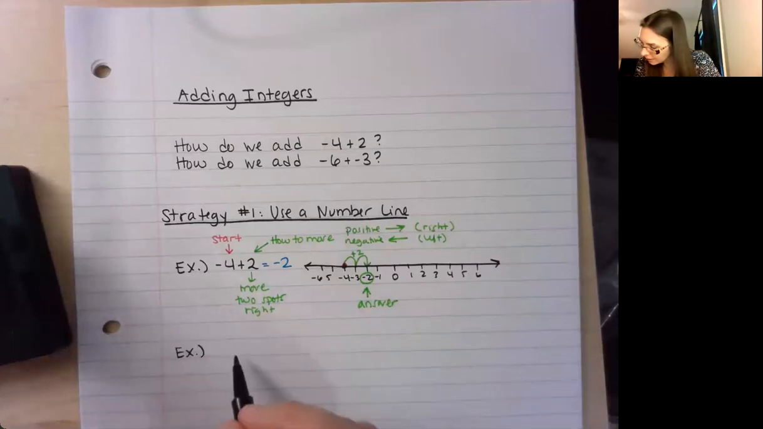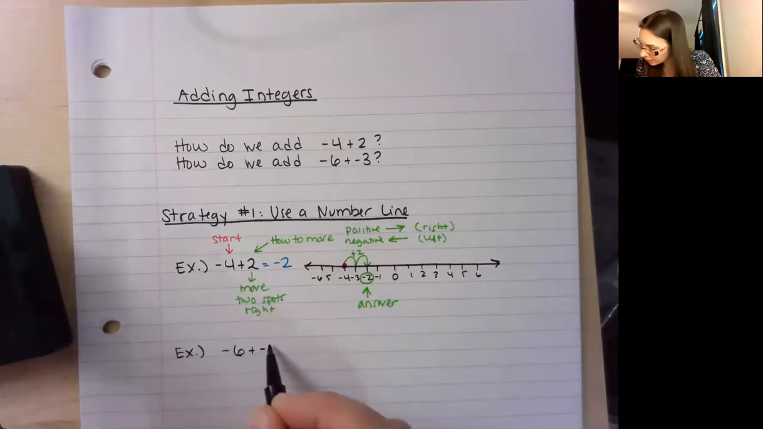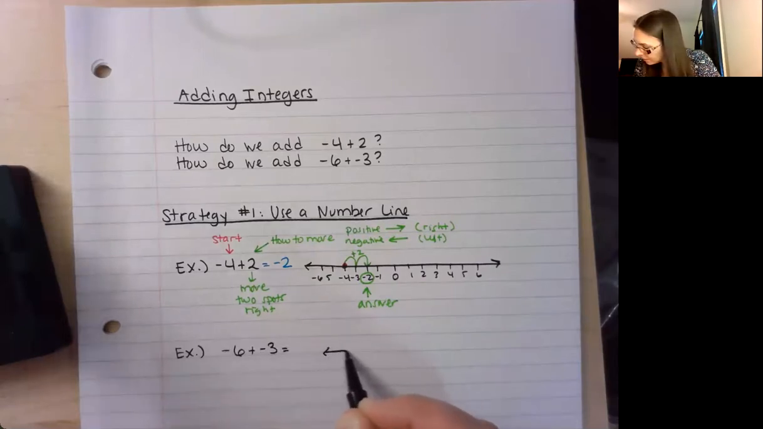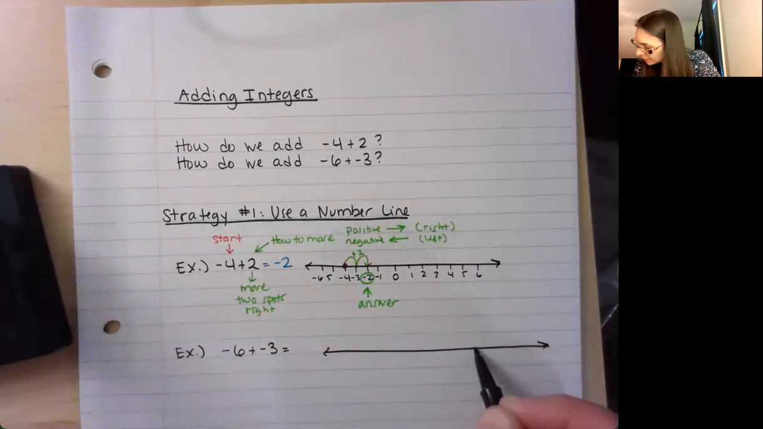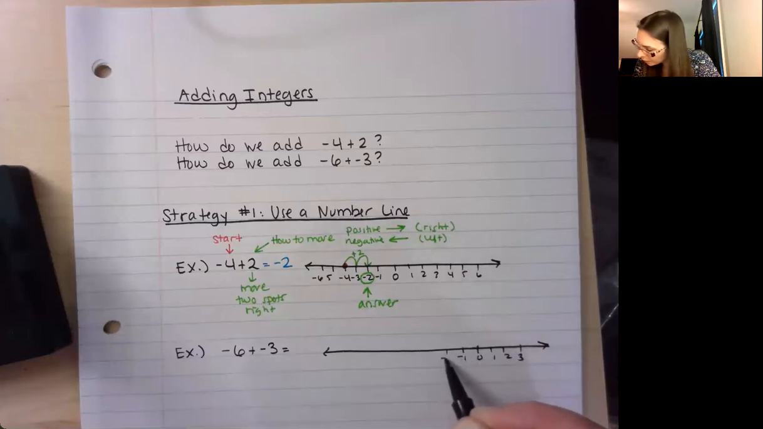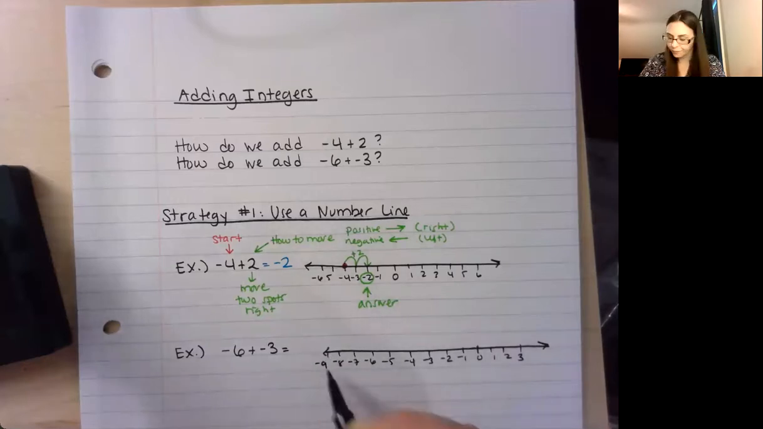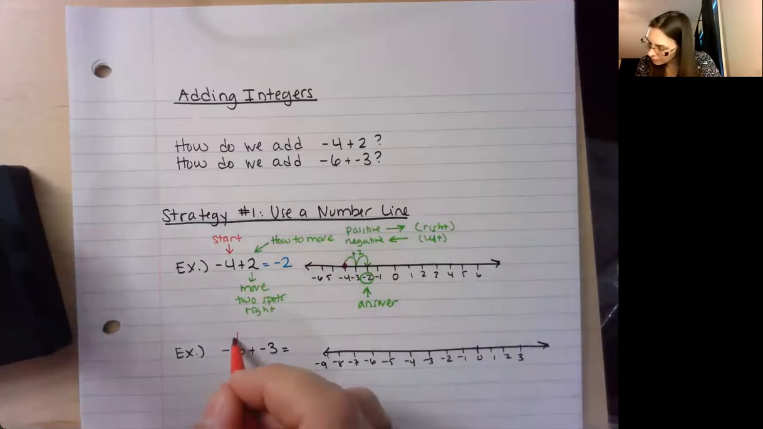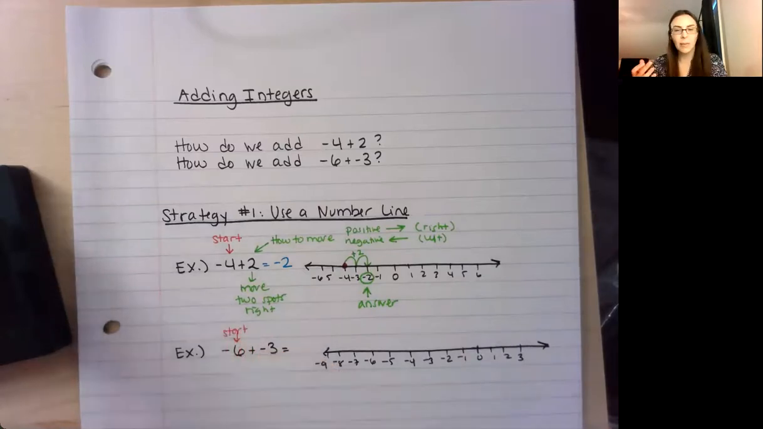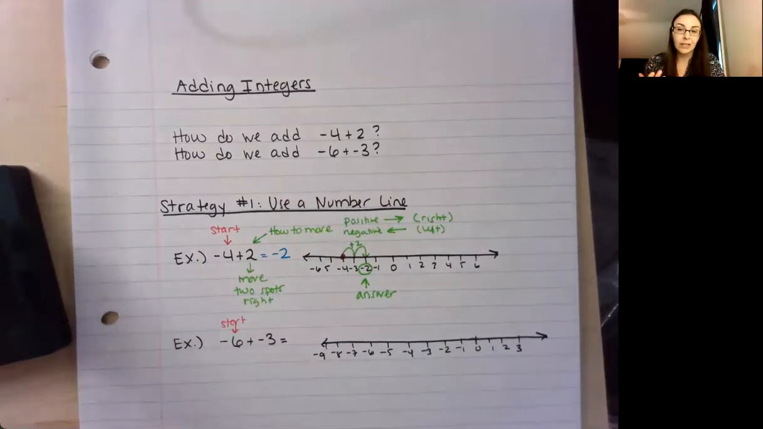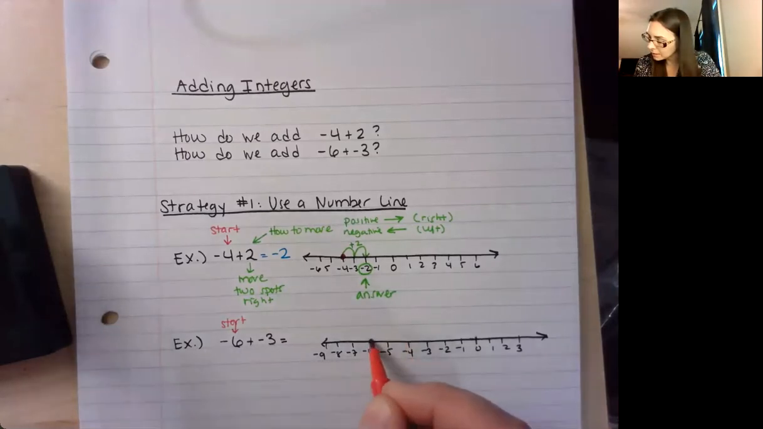Let's do the other example, -6 plus -3. Now I definitely have a lot more negatives here, so I'm just going to move my 0 a little bit to the right so I have more room. All right, so I'm going to start here. And again, this is usually how I do it. Some people have you start at 0 and then count the -6 first, which you can do it that way. I just think it's a little faster to start wherever that first number is. So I'm going to start here at the -6.